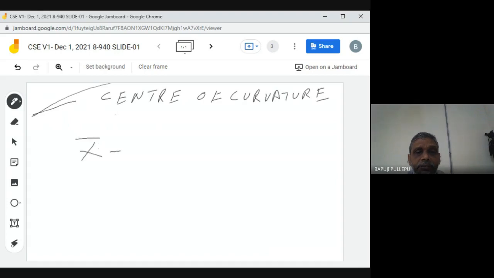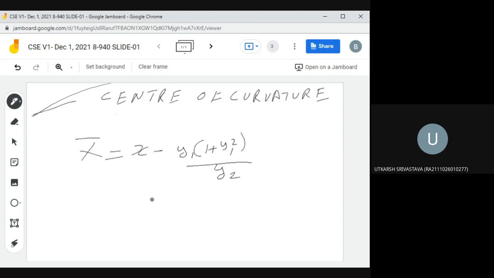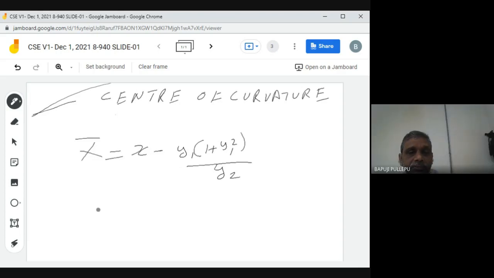x bar is equal to x minus y1 into (1 plus y1 square) all divided by y2. You know what is y1? What is y1? When we differentiate y with respect to x, we get dy by dx.